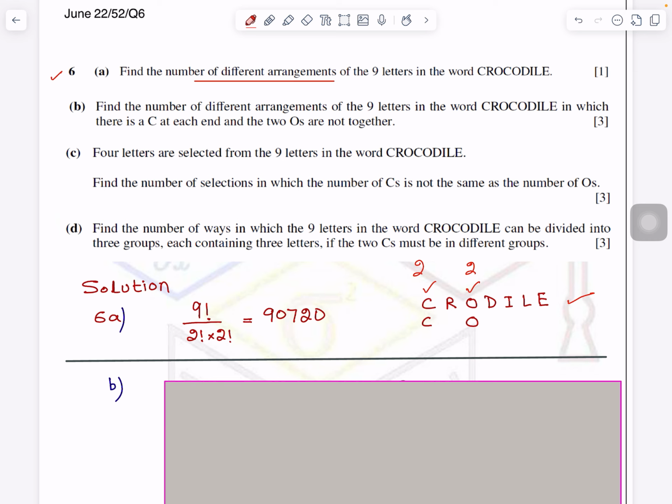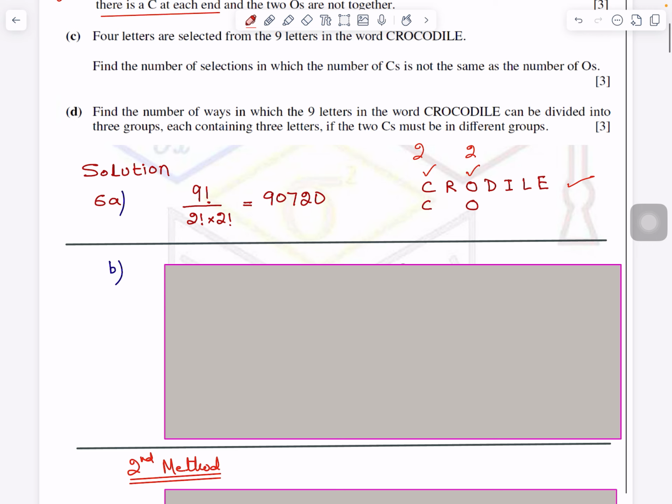Now let's see part B. Find the number of different arrangements of the 9 letters in the word crocodile, in which there is C at each end and the 2 O's are not together. Now, there are 2 conditions. The end letters are C and O's are not together. There are 2 ways to handle this type of question.